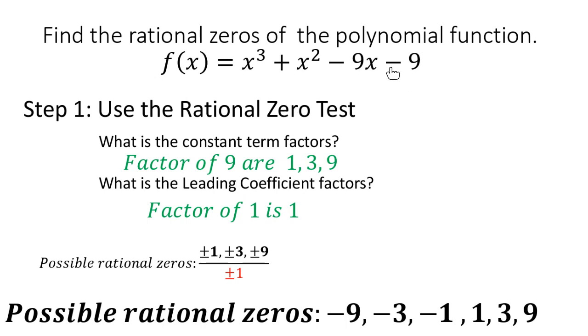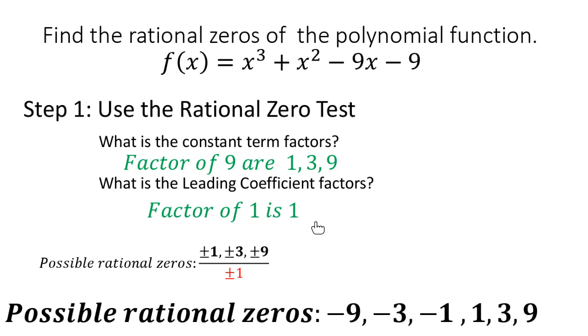Okay, so again, my constant in this case is 9. And again, I'm not worried about the sign because I'm going to look at both of them. I'm going to look at the positive and negative values. So I'm not interested in the sign. I'm just interested in the value. So the value of my constant is 9. The value of my leading coefficient is 1. So I see that the factors of 9 are 1, 3, and 9. The factors of 1, of course, is only 1.